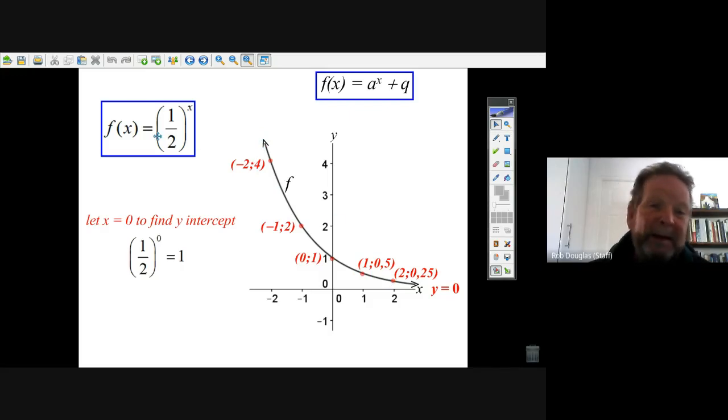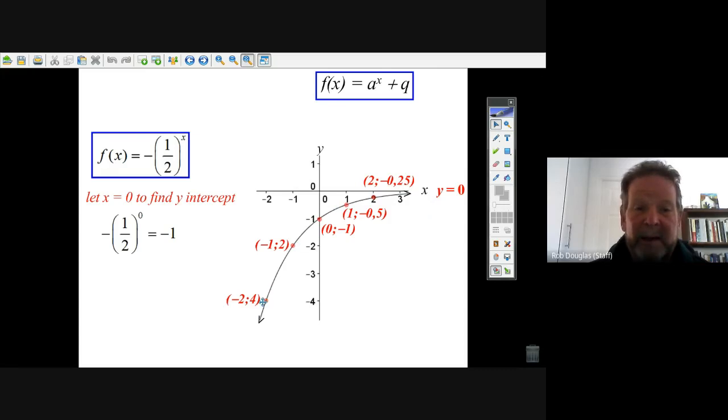And if you had a negative out here, it would just do the same thing. This thing should just take off and bend down. And in fact, that's exactly what it does. I got a computer to graph it, y equals -1/2 to the x power. That's the shape of it.